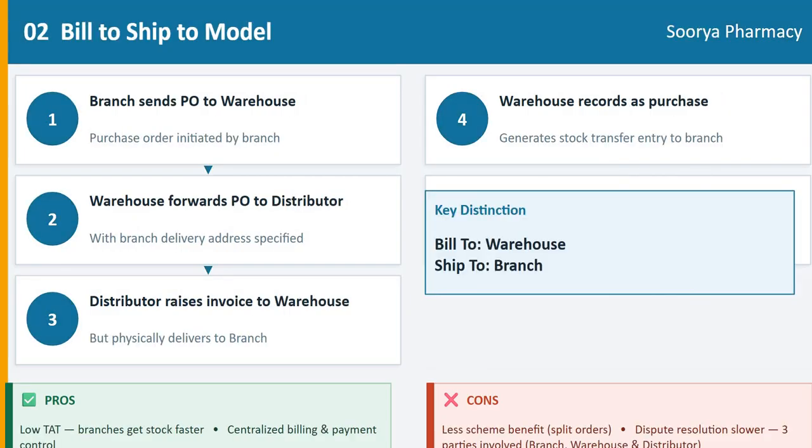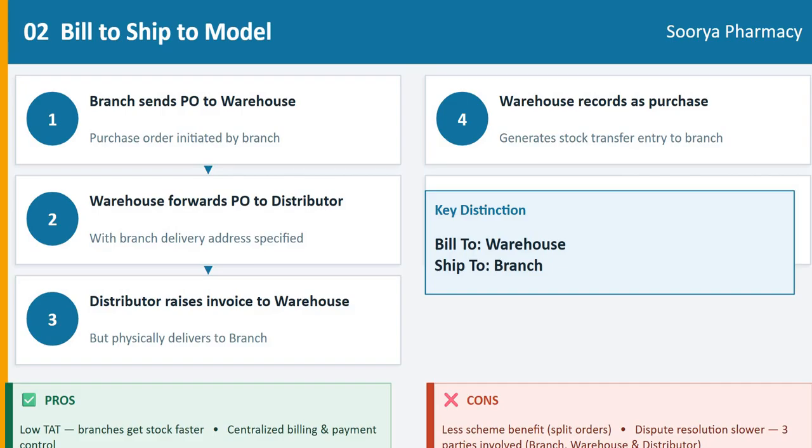Now we have the second model, bill to ship to. What happens here is the branch sends the PO to the warehouse. The warehouse doesn't consolidate the requirement into one, but sends that particular PO to the distributor, saying that the product has to be shipped to the branch.